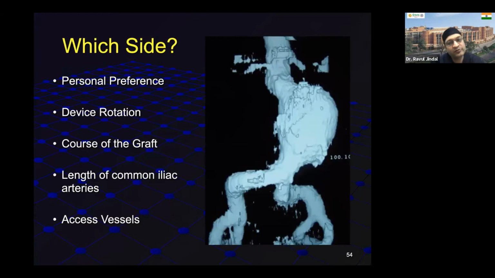It also depends upon personal preference, but it also depends on the device rotation and the course of the graft, where the landing zones are better in the main body, and also the access vessel calcification and thrombus. So in this case, if I place a device like this, I know the opposite side will come into the aneurysm. But if I take the device like that, I know the opposite side will come at the level of the aortic bifurcation. So I would prefer a shorter straight route in this case and try to take the device from the left side.